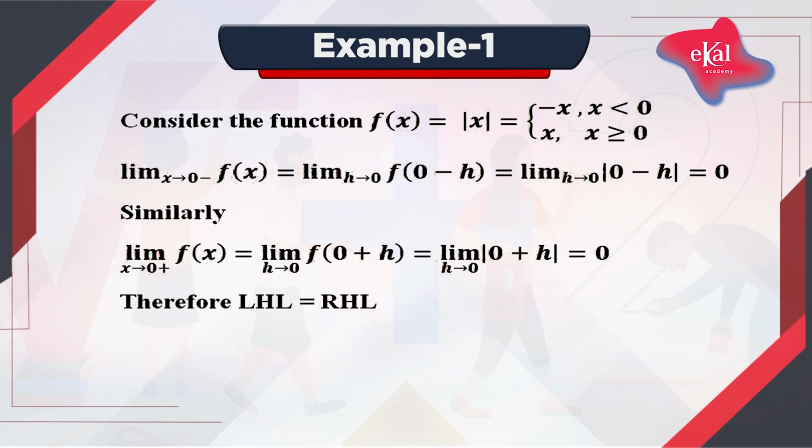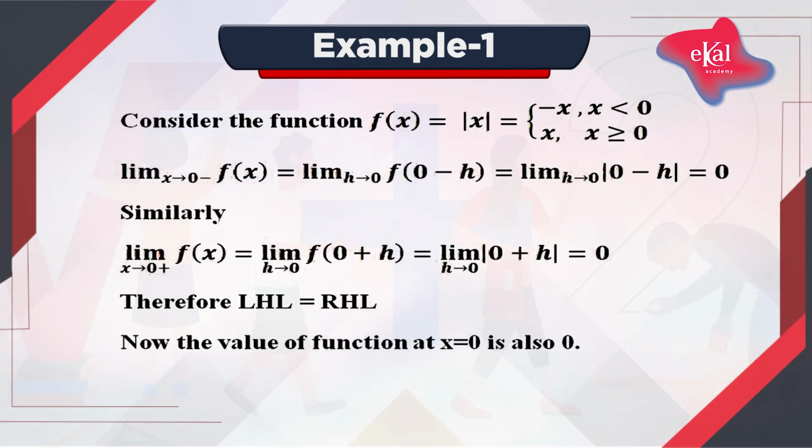So we have seen that the left hand limit and right hand limit are equal. Now let us find at x equal to 0 what is the value of the function. So f of 0 equal to mod 0, which is equal to 0. So we have seen that the left hand limit equals the right hand limit, and it is equal to the value of the function at that point.